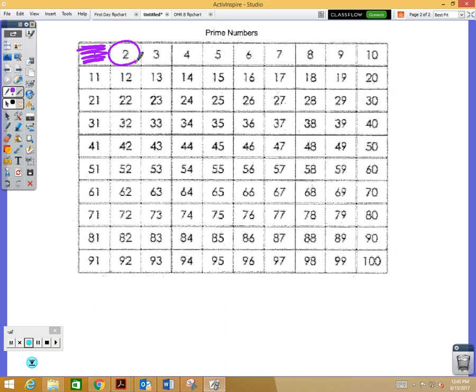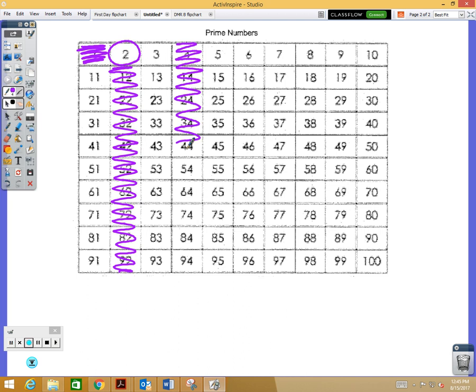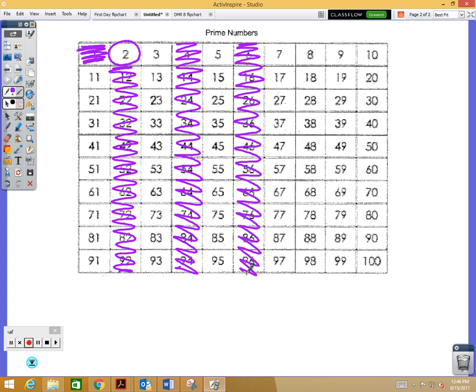So we went through and we scratched out all of the even numbers, which would be everything that ends in a 2, everything that ends in a 4, everything that ends in a 6, everything that ends in an 8, and everything that ends in a 0.